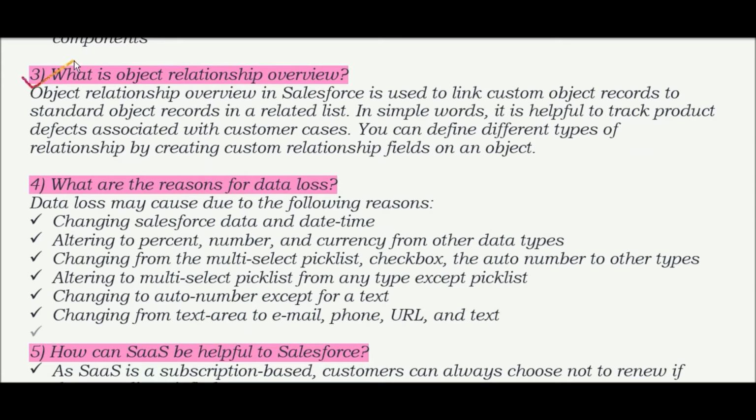Next question. What is object relationship overview? Answer. Object relationship overview in Salesforce is used to link custom object records to standard object records in a related list. In simple words, it's helpful to track product defects associated with customer cases. You can define different types of relationship by creating custom relationship fields on an object.